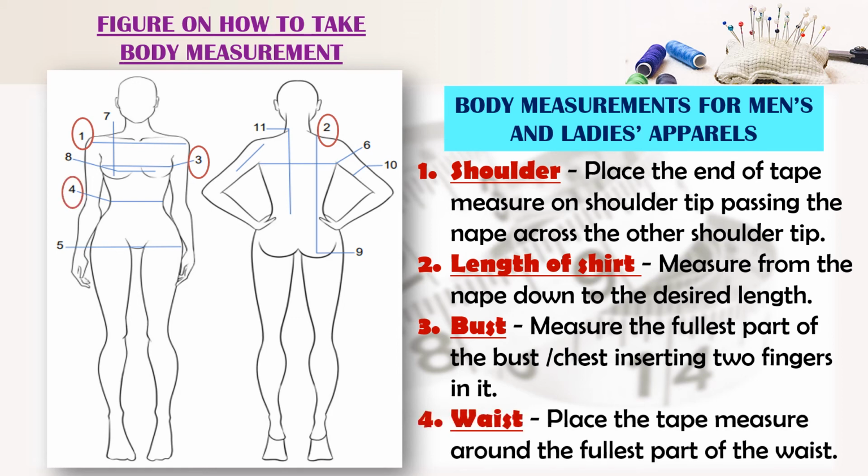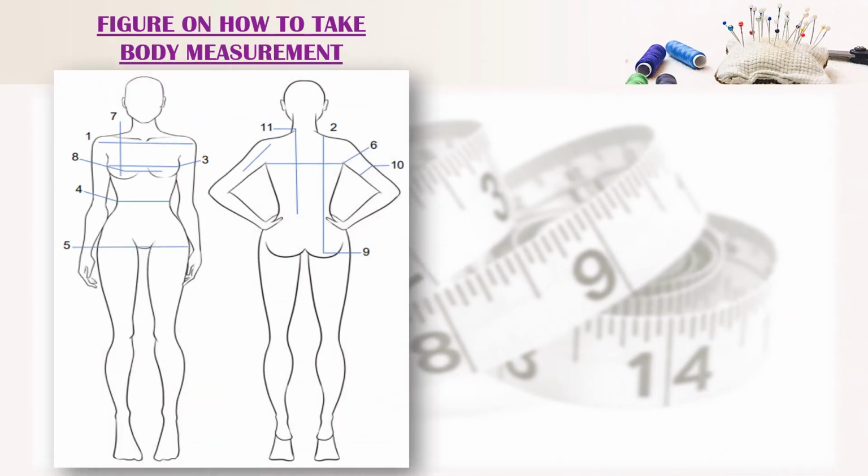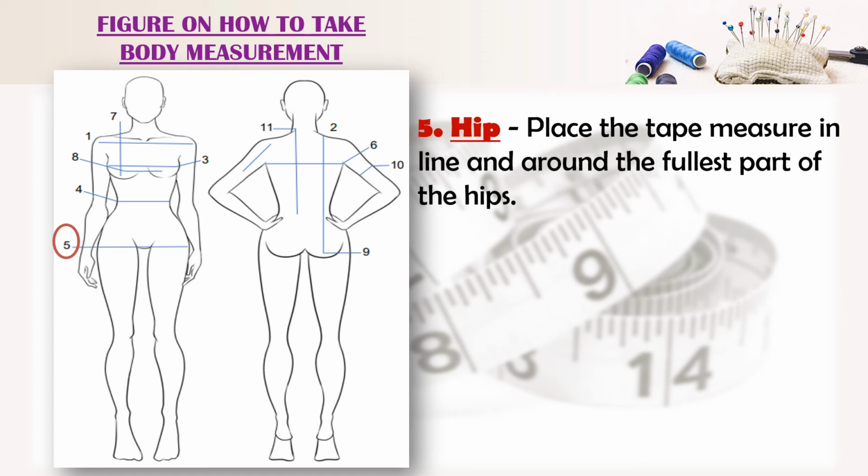Then, number 4 is the waist. When measuring waist, place the tape measure around the fullest part of the waist. Number 5 is the hip. Place the tape measure in line and around the fullest part of the hips. So this is the hips. We have to place the tape measure in line and around the fullest part of these hips.